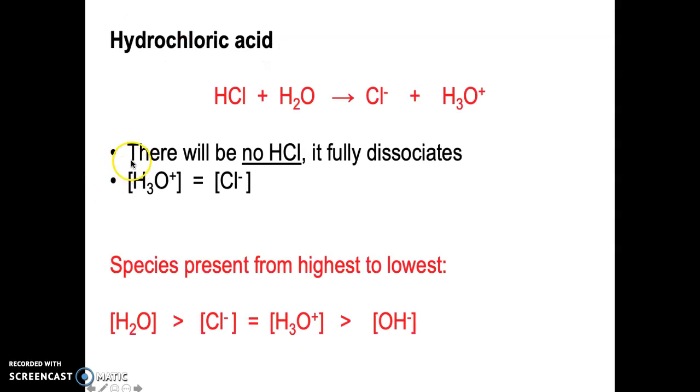Start with an equation with the acid that you're dealing with and show it reacting with water. Here the proton will come off, which will produce the conjugate base, the chloride ion, and the hydroniums. The most important thing to note here is there are in fact no HCl molecules because they fully dissociate.